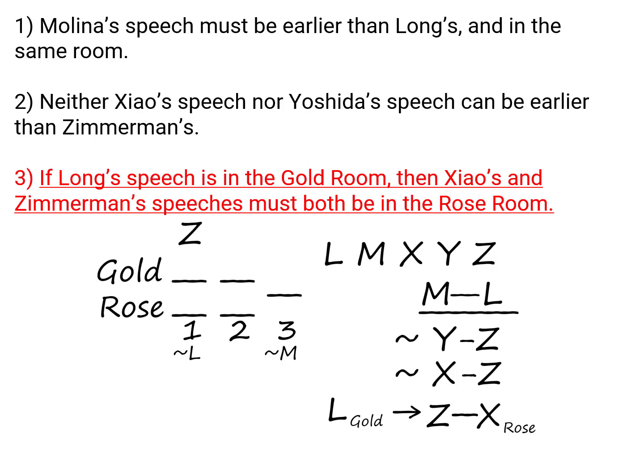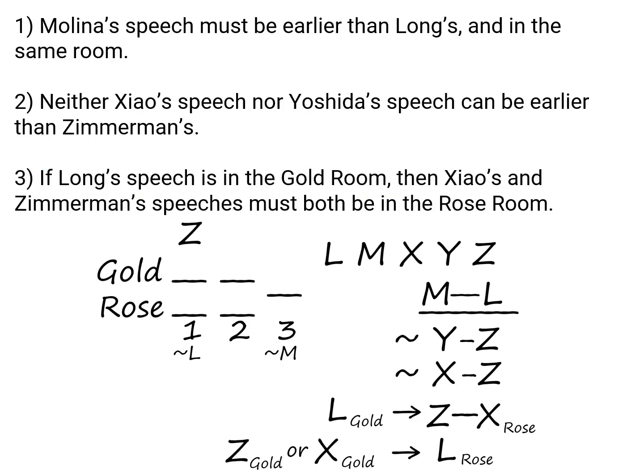Make sure to make the contrapositive for that rule. If Z and X aren't in the rose, which, because this is a binary game, just means that there's only 2 options. You're either in the gold room or the rose room. If Z or X isn't in the rose, which would mean they're in the gold room, then L has to not be in the gold room, which would mean L was in the rose room. If everybody has to be in one of 2 categories, not one category means in the other category. But once we have our original and our contrapositive, we're done with that rule, and that's pretty much where we're going to leave the sketch.